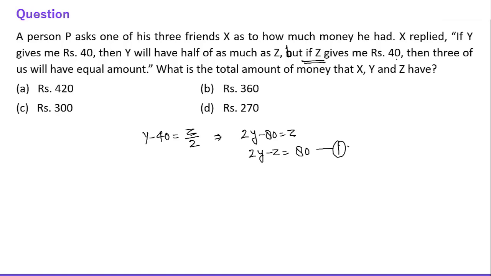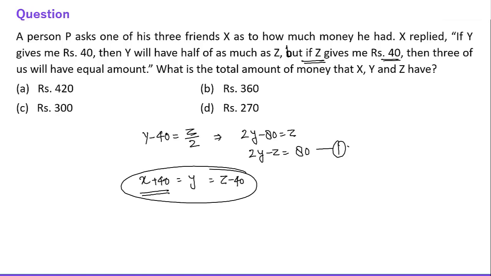Now the second condition says, but if Z gives me 40, then the 3 of us will have an equal amount. See, X, Y, and Z. Z gives me 40. So Z minus 40 is equal to X plus 40. Right. They all are equal. X plus 40 equal to Y equal to Z minus 40. So I'm taking these two, because the first equation I have is in terms of Y and Z. So this will be Y minus Z is equal to minus 40, right? So Y minus Z is equal to minus 40. Equation number 2.